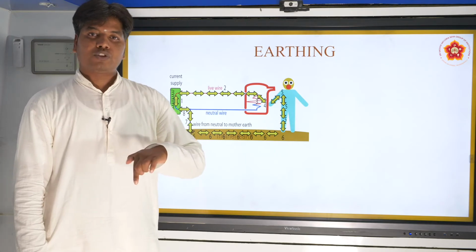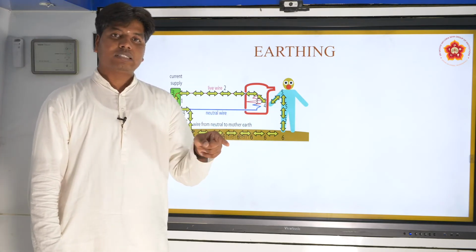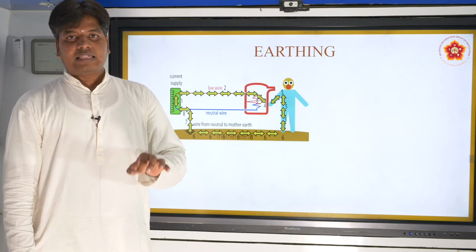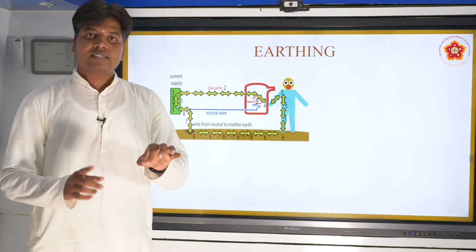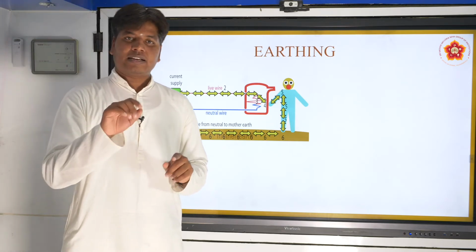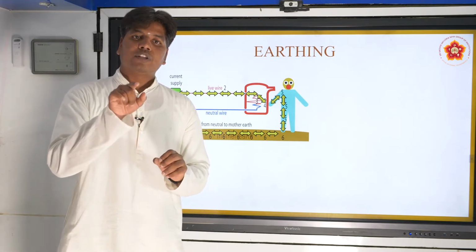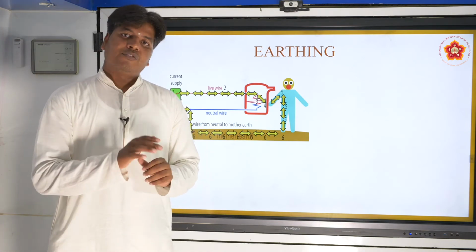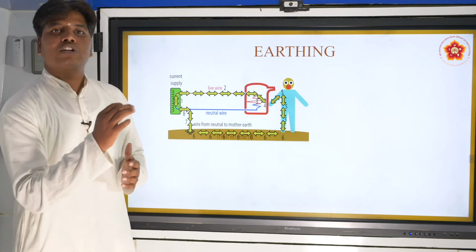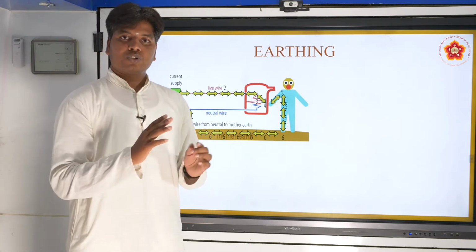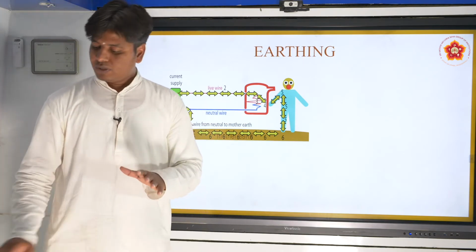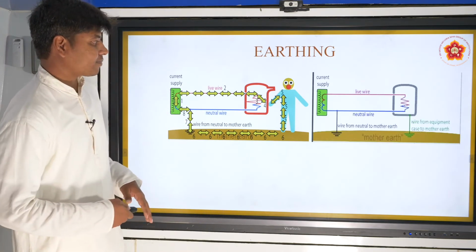Why is it not passing through you? Why is it passing through the wire? Because we manufacture the earth wire in such a way that it provides lower resistance than you. As we discussed, current goes in the direction of the low resistance, right? Where the low resistance is there, that path it will take. So earth wire offers lower resistance than you. So it takes that direction, the excess current will go inside the earth. So this is how the connection is made.